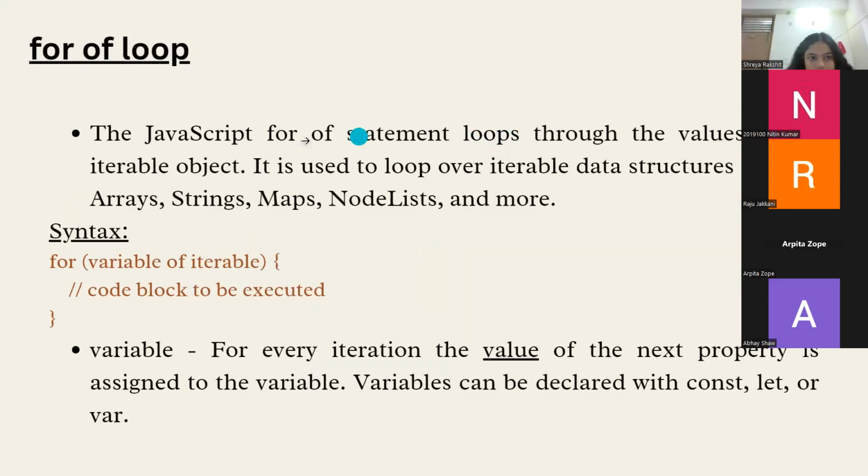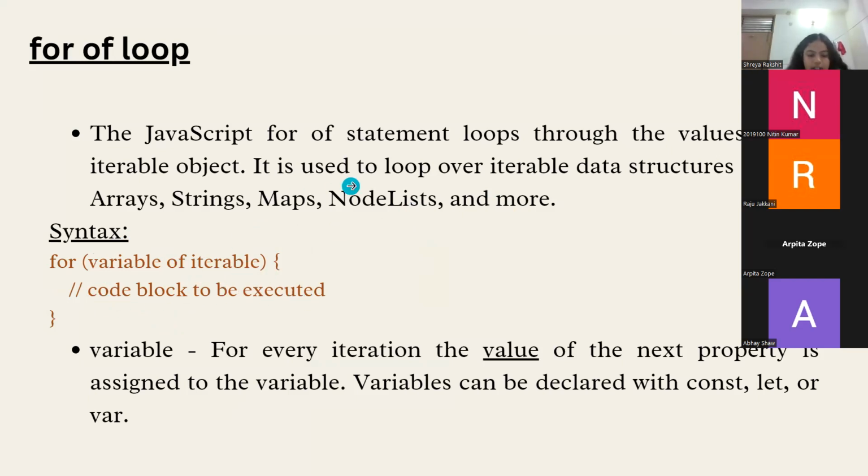So let's start for of loop. JavaScript for of statement loops through the values of an iterable object. It is used to loop over iterable data structures such as arrays, strings, maps, node lists, and more. The syntax is given below: for variable of iterable, then the code block to be executed.